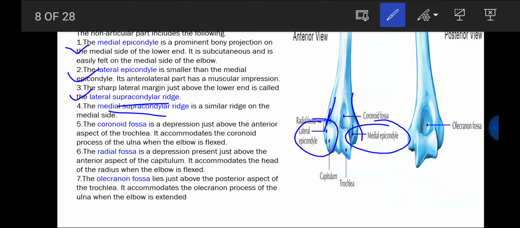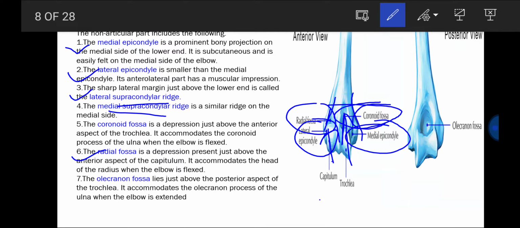The coronoid fossa is a depression. A fossa is always a depression. It lies just above the anterior aspect of the trochlea. It accommodates the coronoid process of the ulna when the elbow is flexed. Then the radial fossa is a depression present just above the anterior aspect of the capitulum. So coronoid and radial fossa.